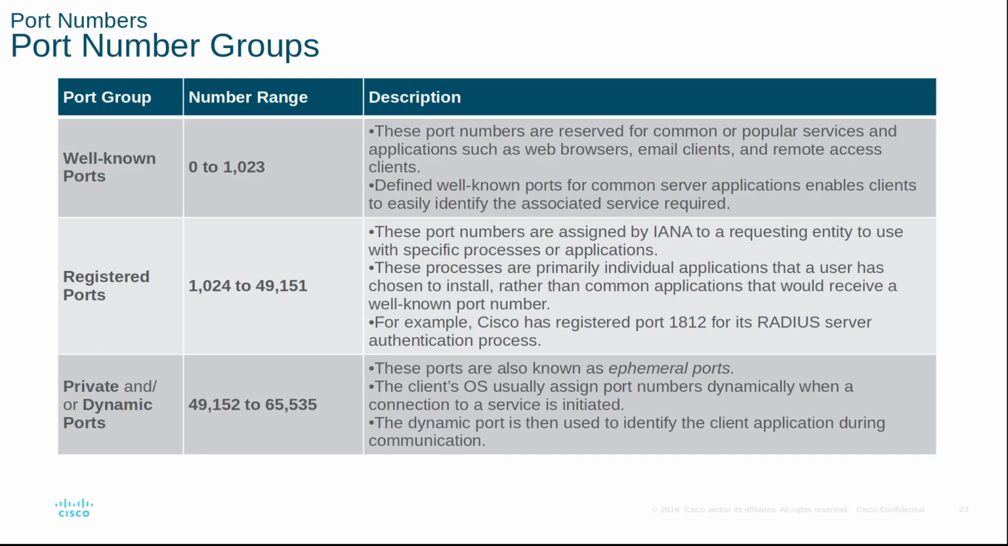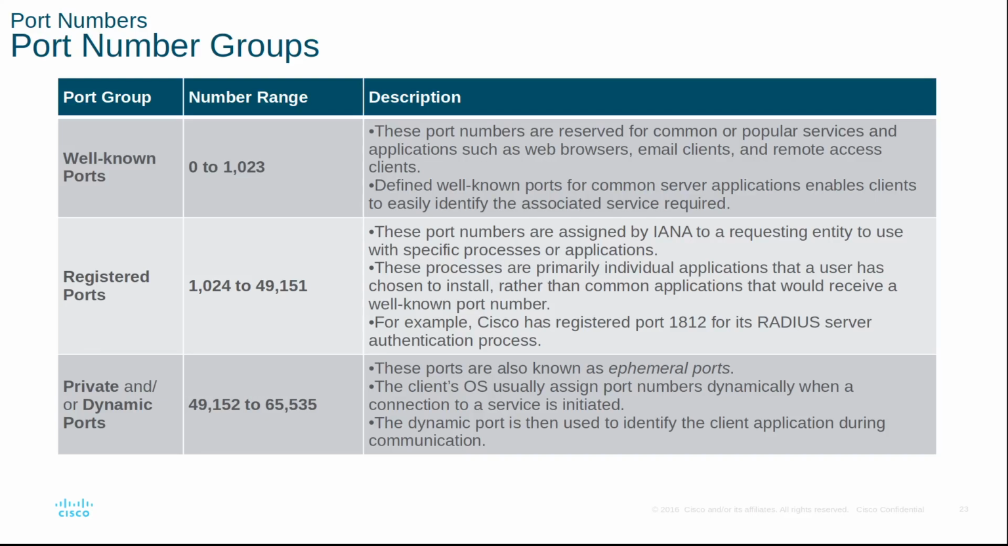Registered ports are between 1024 and 49,151. These are assigned by the IANA to anybody requesting one with a specific process or application. And these are primarily used for individual applications that somebody's installed. Like if you've got proprietary software with network functionality built into it, and you're doing something funky with it, you're going to have to apply for one of these, right? An example: Cisco registered port 1812 for its RADIUS server authentication process. That's what RADIUS servers do. They authenticate devices.